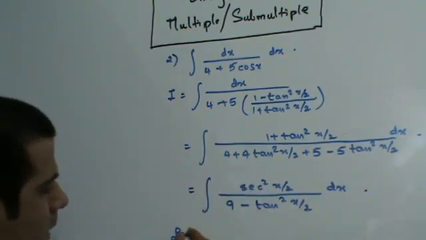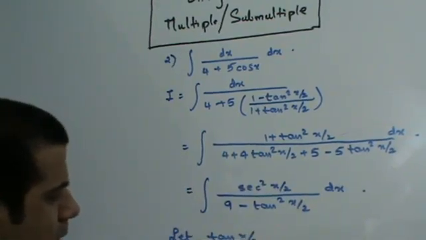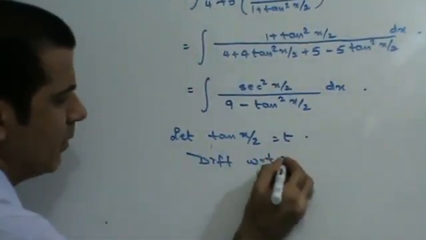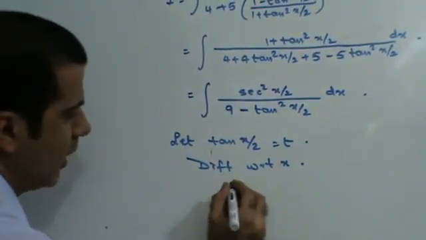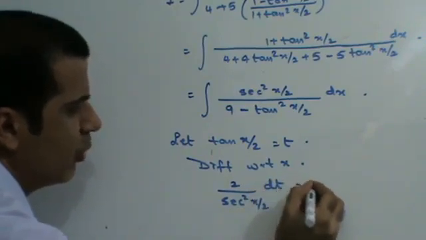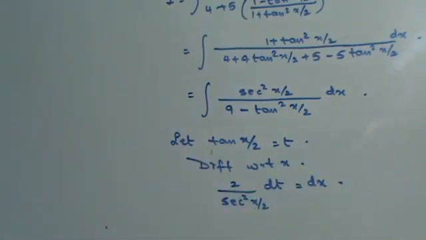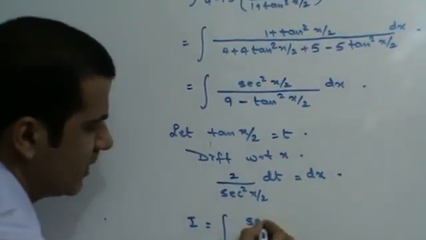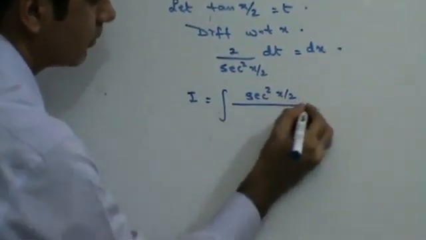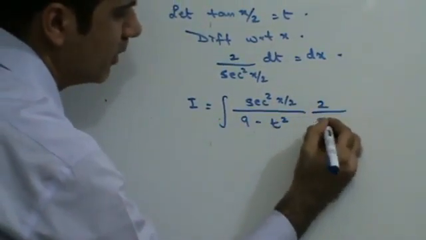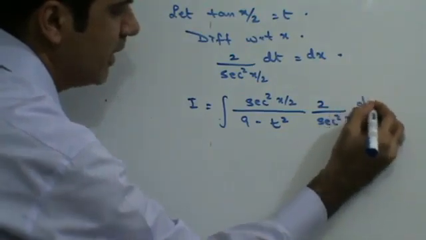Let tan x by 2 be equal to t. Differentiate with respect to x. Last time I showed you that 2 upon sec square x by 2 dt is going to be equal to dx. I'm using d by dx of tan u, which is sec square u du by dx. So I'll get I is integral of sec square x by 2 upon 9 minus t square. Dx is 2 upon sec square x by 2 dt.